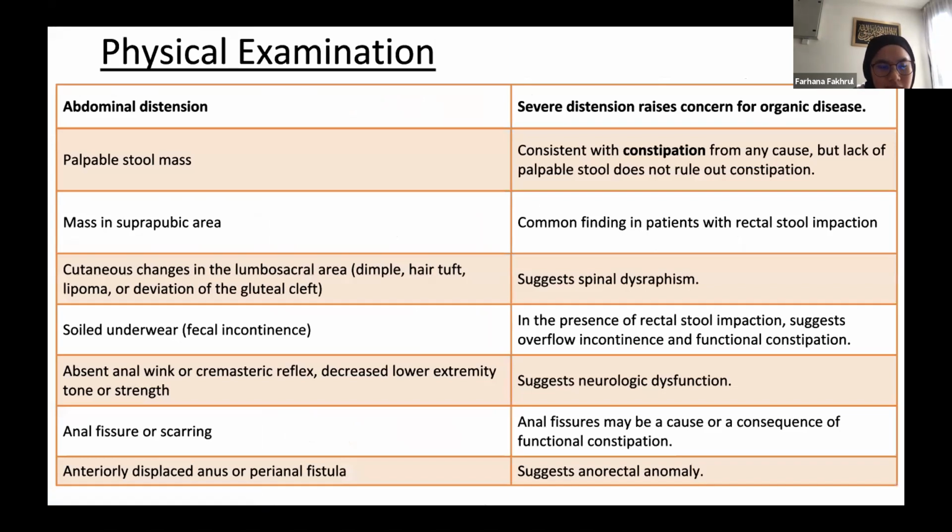All right, for the physical examination of the abdomen, see whether there's a palpable stool mass or a mass in the suprapubic area. Most likely there's rectal stool impaction. For the spinal cause, look for whether there's any cutaneous change in the lumbosacral area, a dimple, a hair tuft, lipoma, or any deviation of the gluteal cleft. Look for soiled underwear. In the presence of rectal stool impaction, this can suggest overflow incontinence. The next one is absence of the anal wink, which suggests neurological deficiency. And the next one is anal fissure scarring and anteriorly displaced anus or perianal fistula.